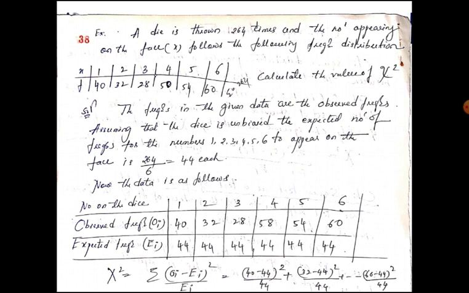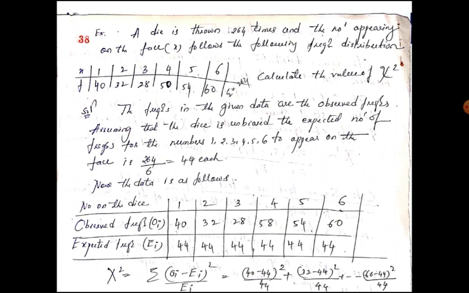The frequencies in the given data are all observed frequencies. So these are all observed frequencies for this random experiment. Now assume that your die is unbiased. Let us calculate the expected frequencies of showing the numbers 1 to 6. Clearly, the sum of frequencies is 264 and the number of faces is 6. So the expected frequency for each of these 6 values is 264 upon 6, that is 44 each.